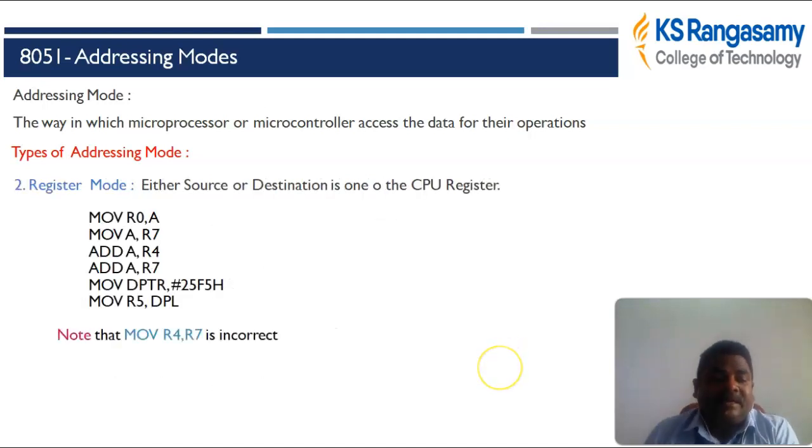Then the second category is register mode. In register mode, either the source register or the destination register is one of the CPU registers. Example for this category: MOV R0, A. Here the source register is the accumulator and the destination register is R0. The source register has some 8-bit data that will be copied to R0. Similarly, we can explain MOV A, R7 and MOV A, R4. But a move between any two registers, like MOV R4, R7, is incorrect. It is not an instruction available in the 8051 microcontroller. So this is the second category.